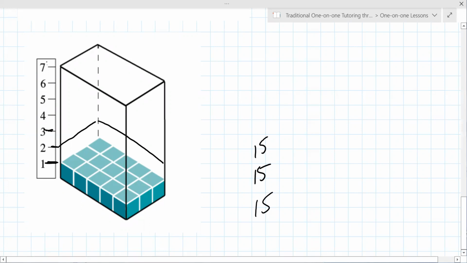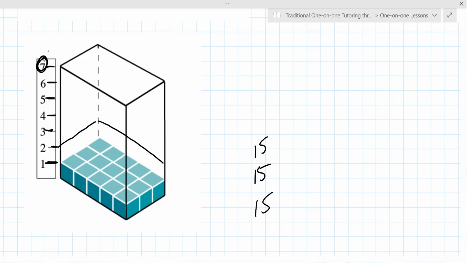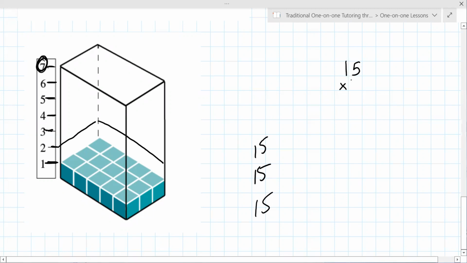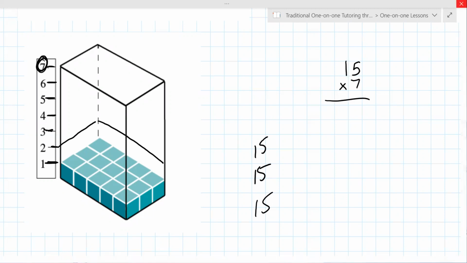So how many are there? How many do we go up to? What's at the top there? Where the 3 is, or well, you've got to keep going, right? 4, 5, 6, and 7. So basically you have to take 15 and multiply it by 7.